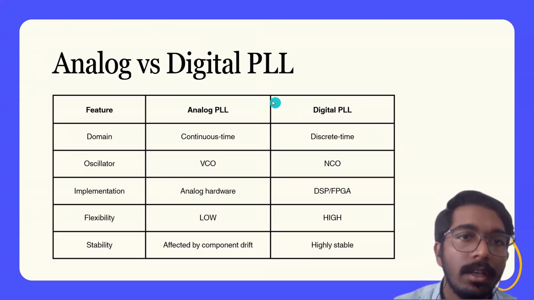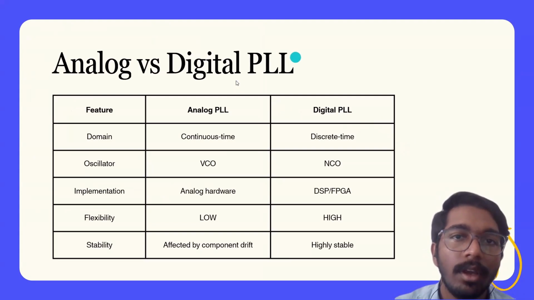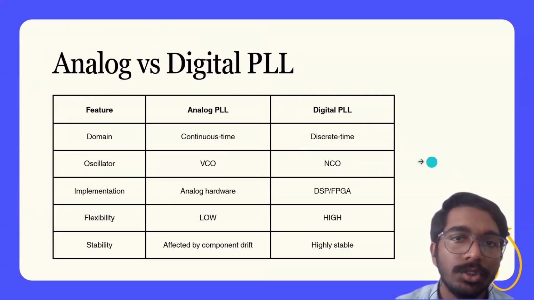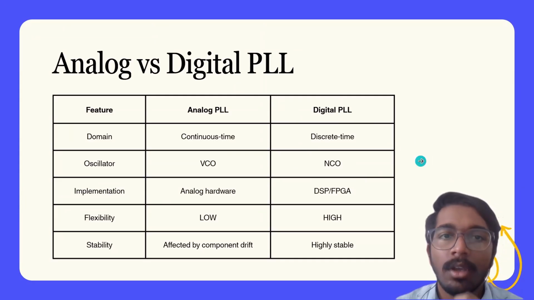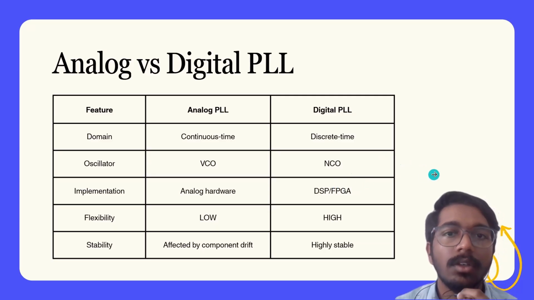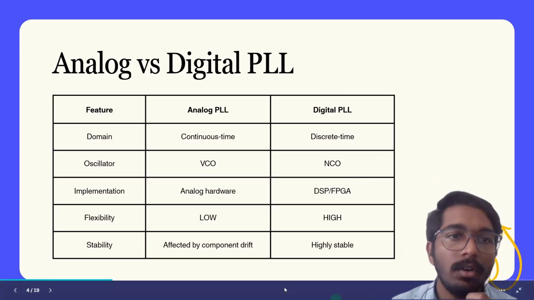An analog PLL operates in continuous time and is built with hardware components such as voltage controlled oscillator, resistors, capacitors, and operational amplifiers. The oscillator frequency is controlled using an analog voltage. However, analog systems are sensitive to temperature changes, component aging, and noise.